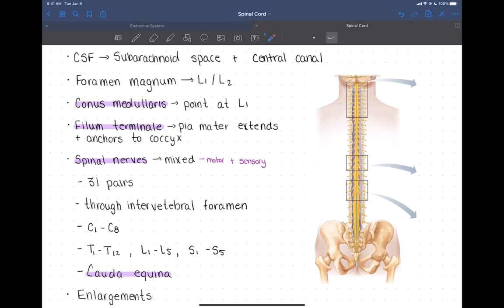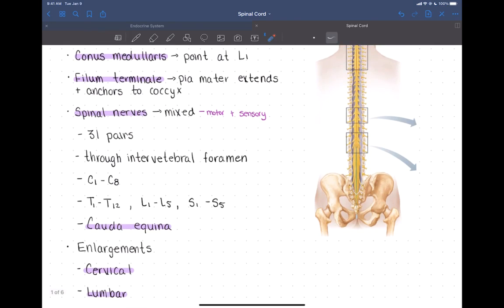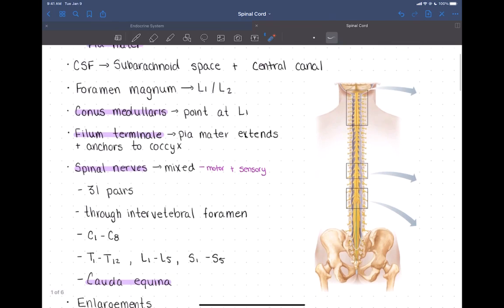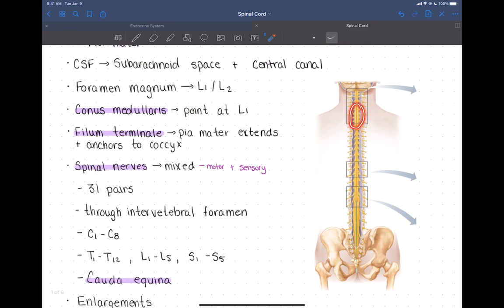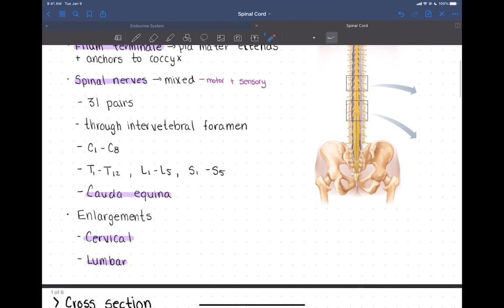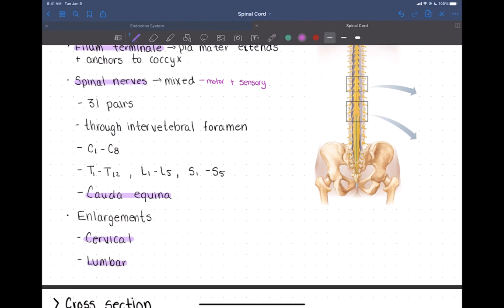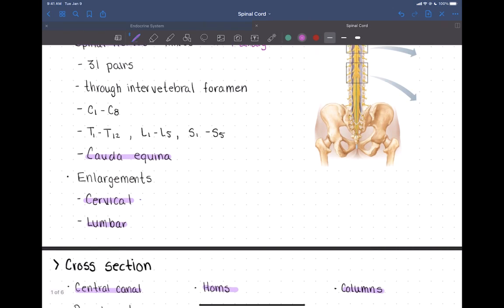And then lastly, with our spinal cord, you can see in certain regions it's slightly enlarged. So here and here, it's bulged a little more. Those are our enlargements. There's a cervical enlargement, cervical meaning it's at the neck, so that would be our enlargement here. And you have a lumbar enlargement here. The reason there's a cervical enlargement is because that is the point where the nerves for the arms enter and exit.